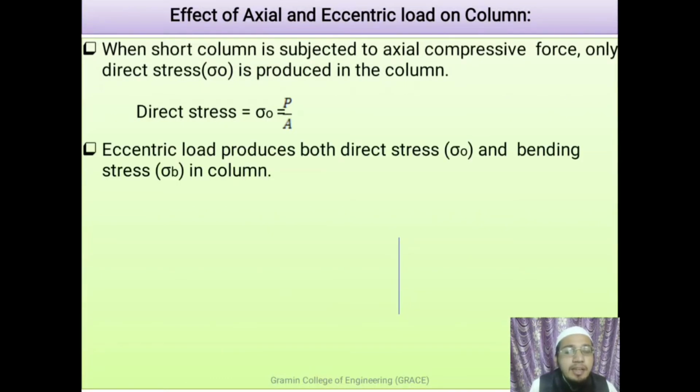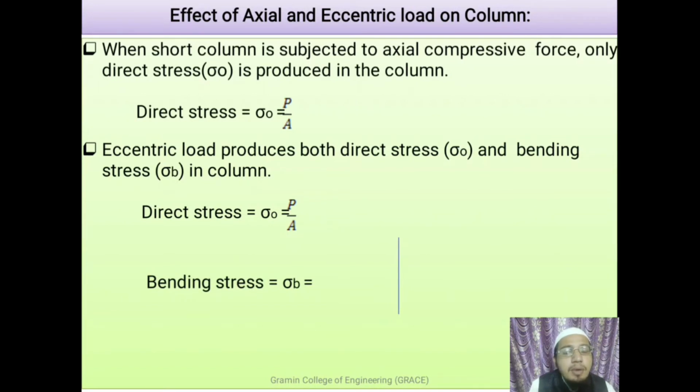And if an eccentric load is applied on the column, it will produce both direct and bending stresses in the column. In this case again the direct stress will be equal to P by A, and the bending stress will be obtained as sigma b equals M by Z, or again we can write M by I into y. Because we know that Z is nothing but the section modulus, which is equal to I by y.